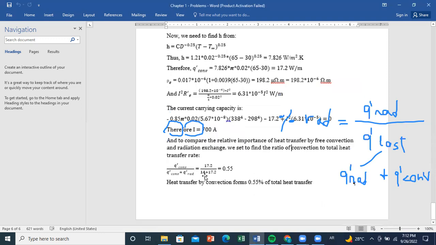We can see that convection represents 55% of the total heat transfer. So we can deduce then that radiation will be 45%. Okay, so here in this problem, the heat transfer by convection is larger than the one transferred by radiation.